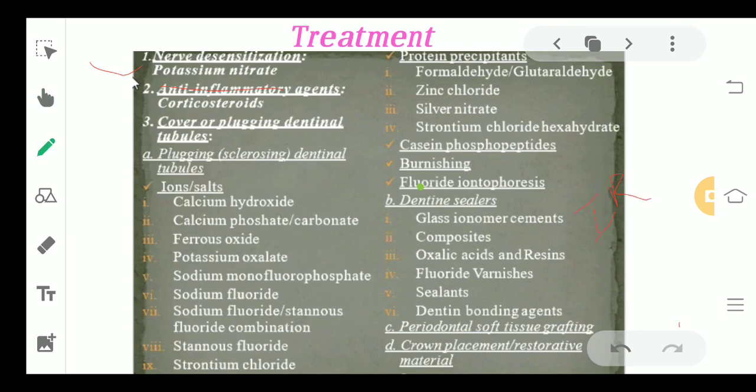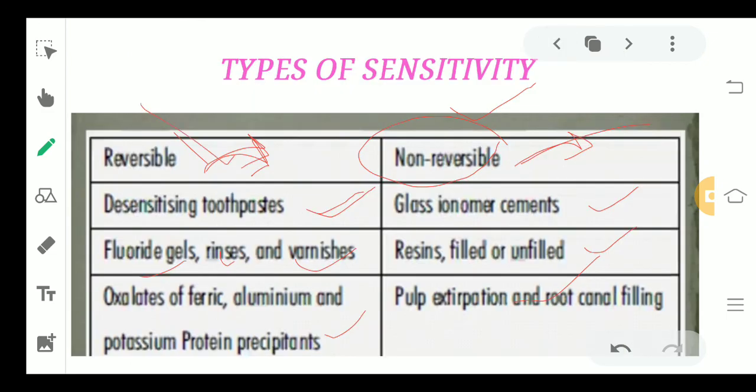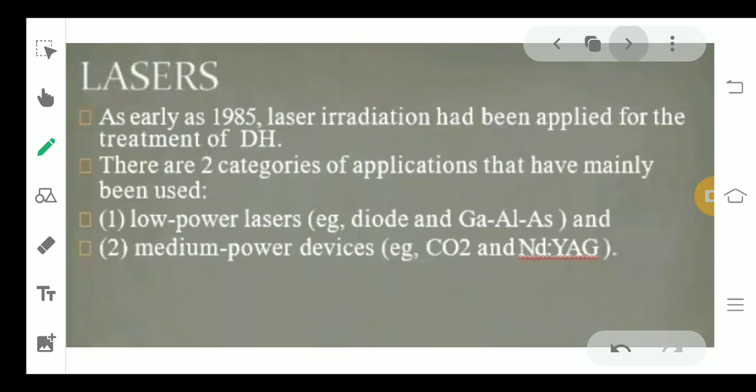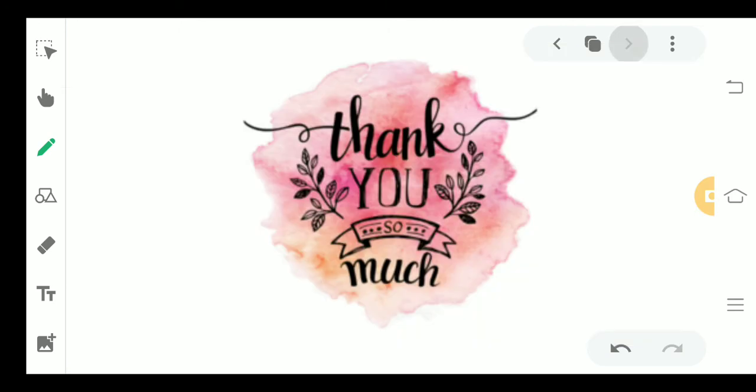In normal reversible cases, you simply suggest the patient to take some desensitizing toothpaste, fluoride gels, or any other oxalates of ferric or something. But for non-reversible cases, we have this whole chart of treatments which can be given to the patient. Also, sometimes you see people have started using lasers as a treatment for sensitivity in chronic cases. So this was all about dentine sensitivity.